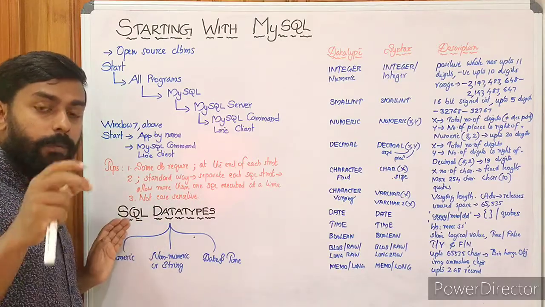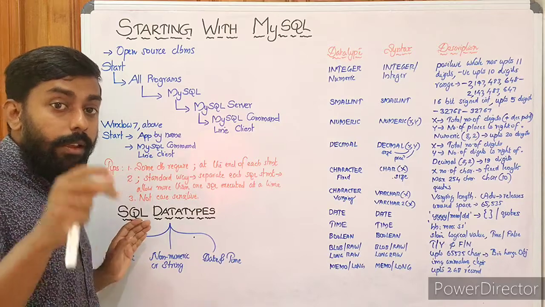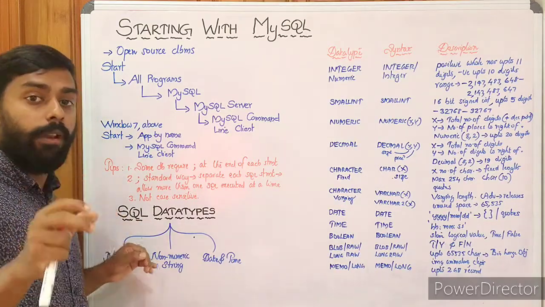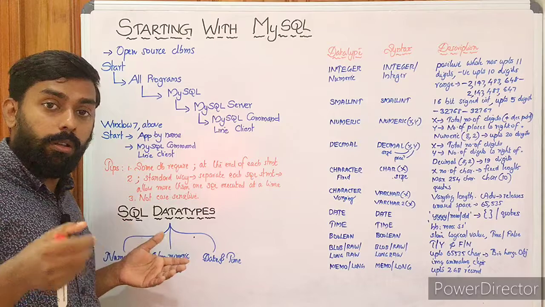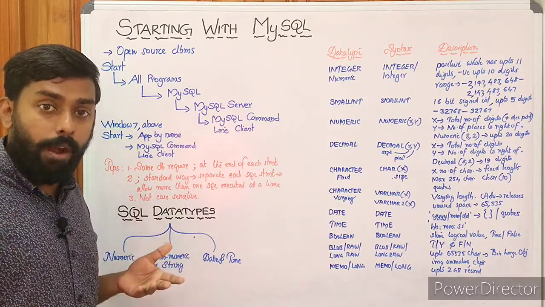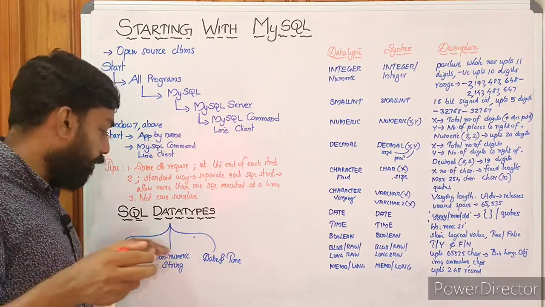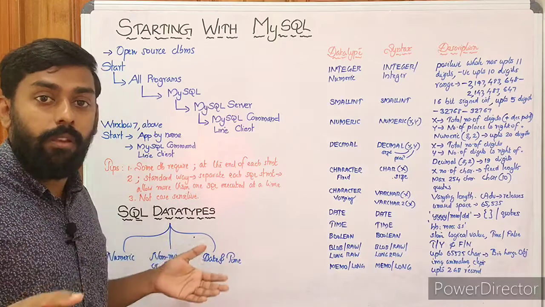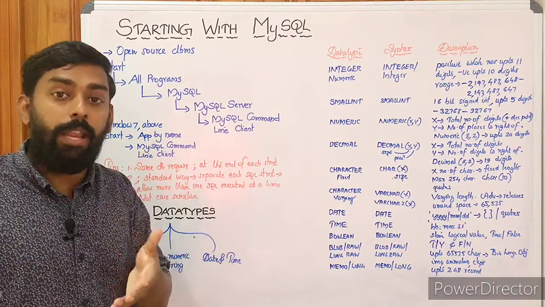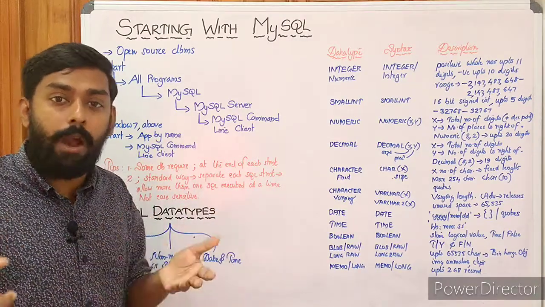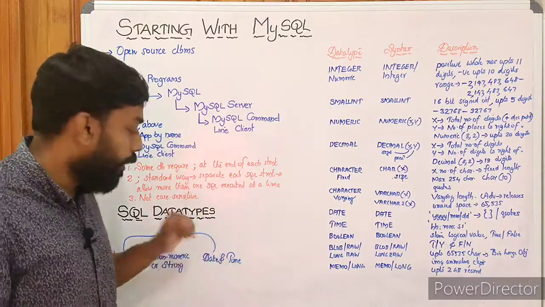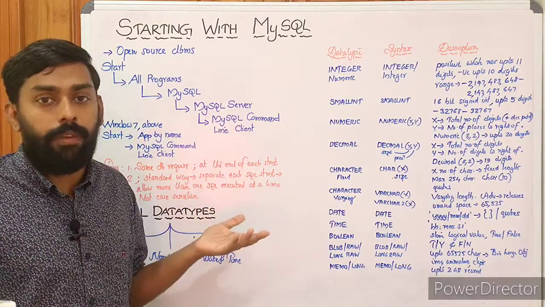One is numeric, used for storing numeric data, numbers like roll number, age, your marks, all those kind of things. The second, non-numeric or string, is for your class, your name, address, designation, department, all those kind of things. Then date and time, used for storing date and time values.